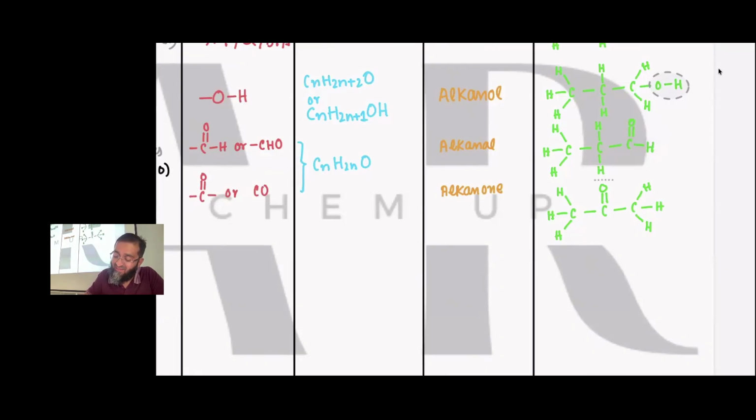Okay. So this is the functional group over here. And this is the functional group over here. Yes, is this clear to all of you? Yes, Kirsha, Laiba, and Ridwan. Yes, sir.